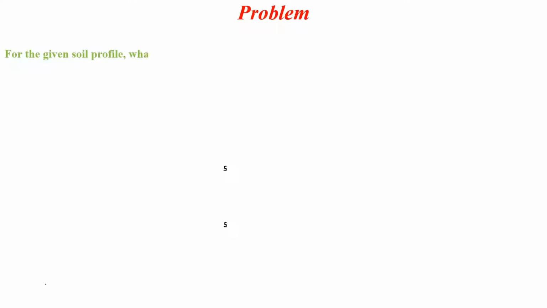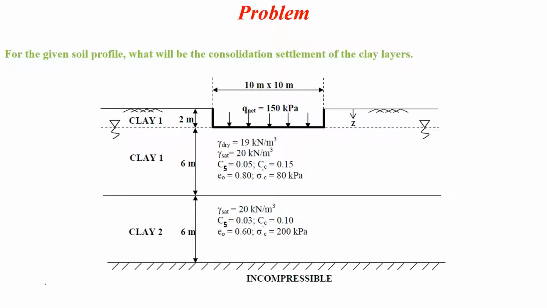So we have the statement of the question: for the given soil profile you have to calculate the consolidation settlement for the clay layers. You can see here that we have two clay layers. This is clay layer 1 and this is clay layer 2, and below this we have a rocky strata, that is incompressible strata.